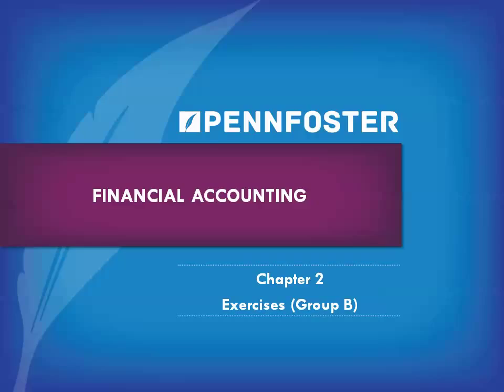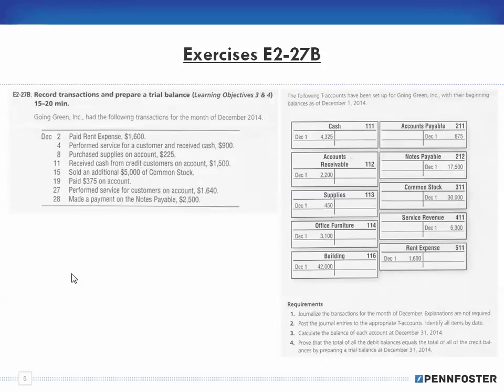So let's just pick up with 2-27, and this one is going to be a little bit more time consuming, okay? All right, but if you've worked through 24, 25, and 26, making these journal entries shouldn't be so bad, okay?